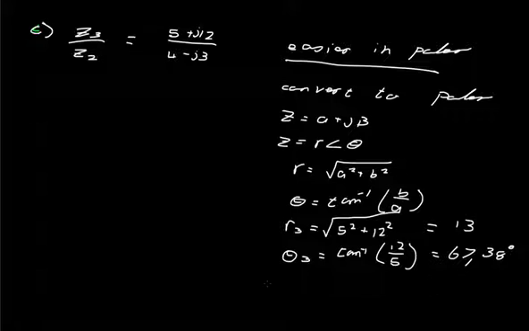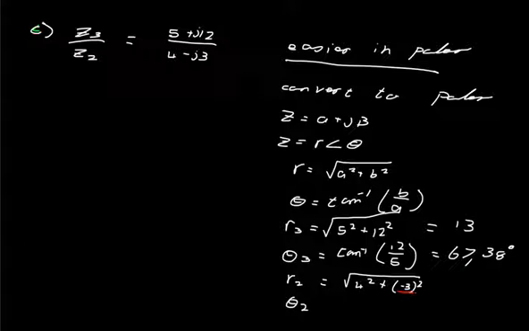67.38 degrees. Now we're going to do the same for R2 and theta 2. I'm not going to rewrite the formulas. R2 is the square root of a squared plus b squared, which is 4 squared plus minus 3 squared. Just note that, minus 3, because what goes with the j? Minus 3. That's our imaginary part. So we've got 4 squared plus minus 3 squared, and theta 2 is tan inverse of b over a, and once again b is minus 3 over 4.